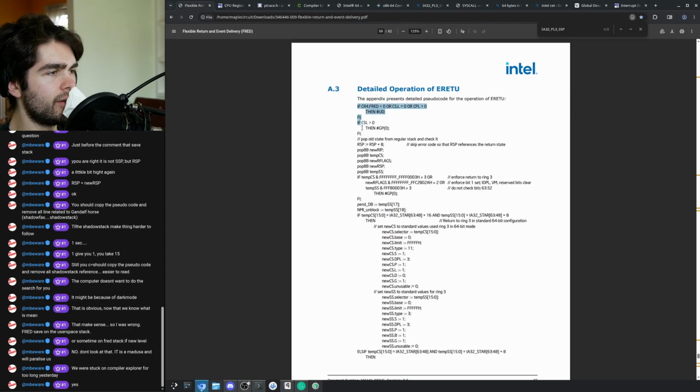Okay, so if we do those checks and it works, we pop everything into a temporary place. We return to ring 3.